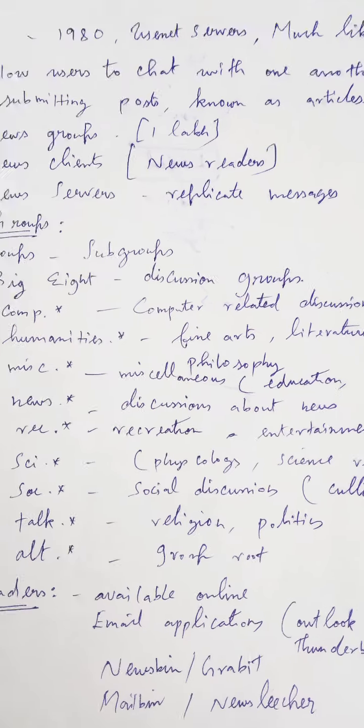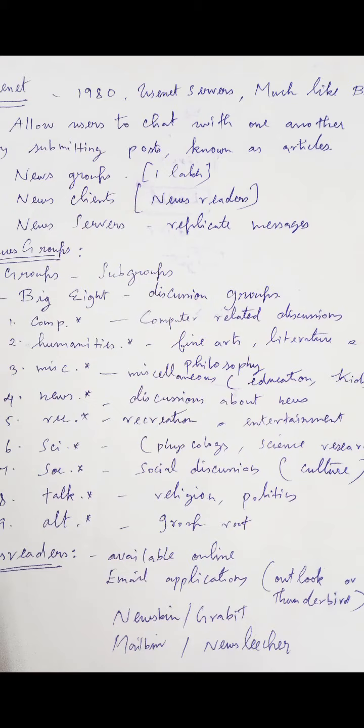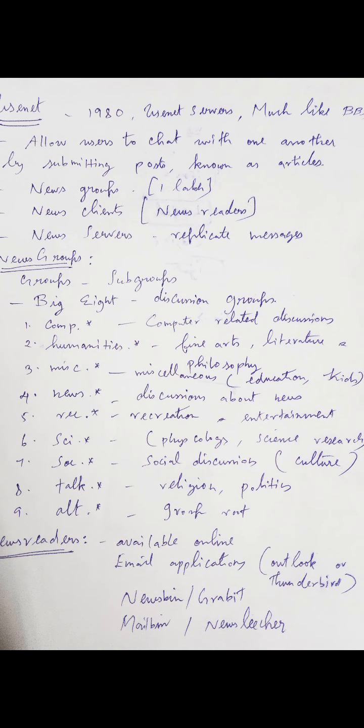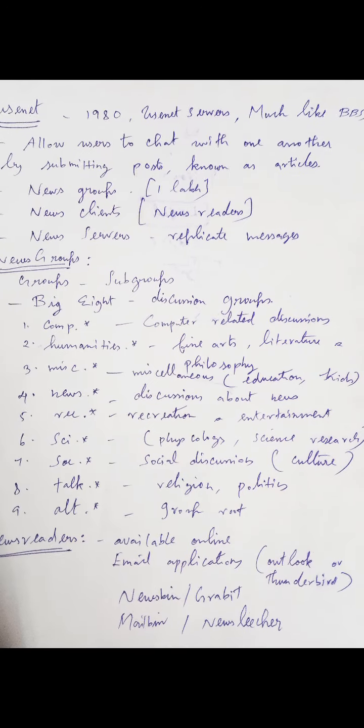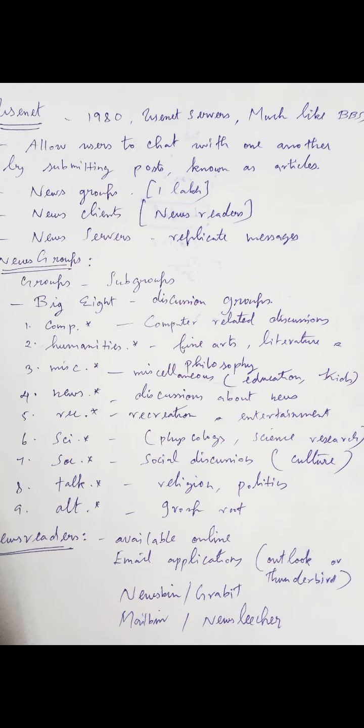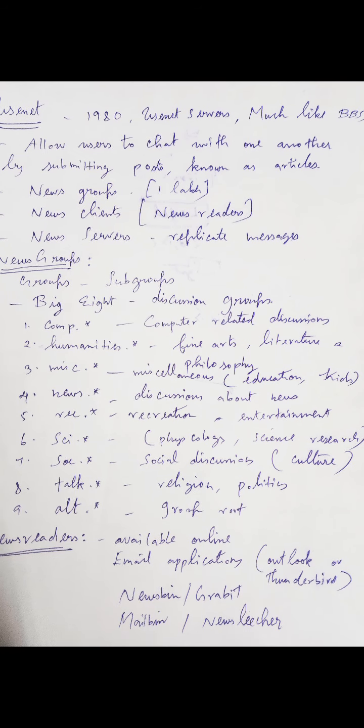The second one is humanities, in the sense, topics related to fine arts or literature, which deals with language, literature and philosophies, in the sense, taking a particular person and discussing that person's philosophy, or a particular title. That comes under the title humanities.